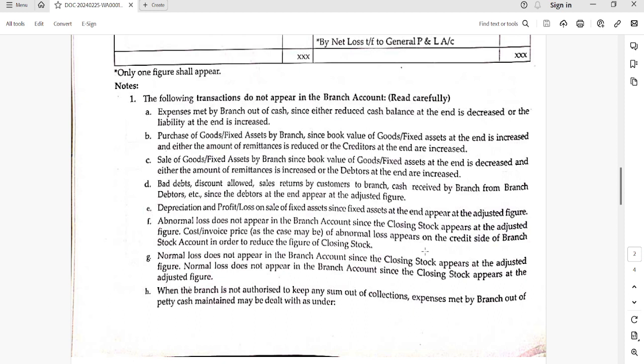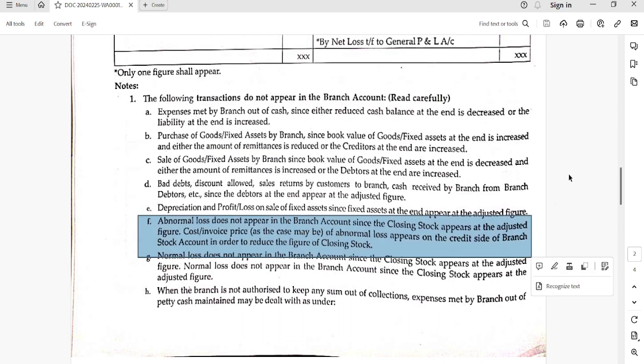Now come to the A point. If you check this A point, abnormal loss does not appear in the branch account. Since the closing stock appears as the adjusted figure, the cost or invoice price of abnormal loss appears on the credit side of the branch stock account in order to reduce the figure of the closing stock. So here, you can see the abnormal loss account doesn't appear in the branch account since the closing stock appears as an adjusted figure. It means if the closing stock is given as an adjusted figure, then you need not plot any abnormal loss.